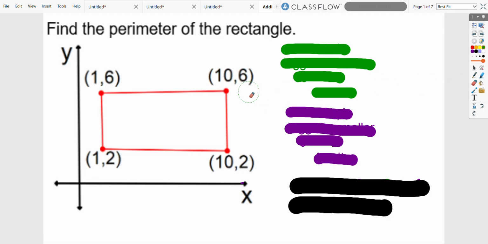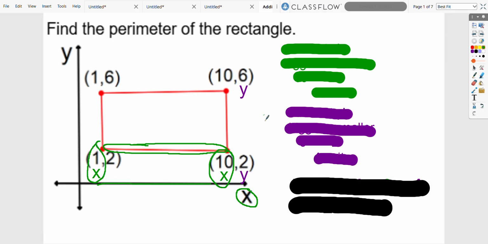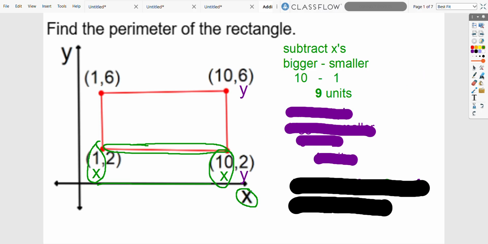shape, we have to remember that we have labels for these, right? So we label x, y, always alphabetical order. So let's say we wanted to get this bottom line. We notice that this bottom line here goes the same direction as the x-axis, so we are going to subtract the x's. We're going to take that 10. We always take the bigger number, subtract the smaller number. 10 minus 1, that gives us 9 for that side.